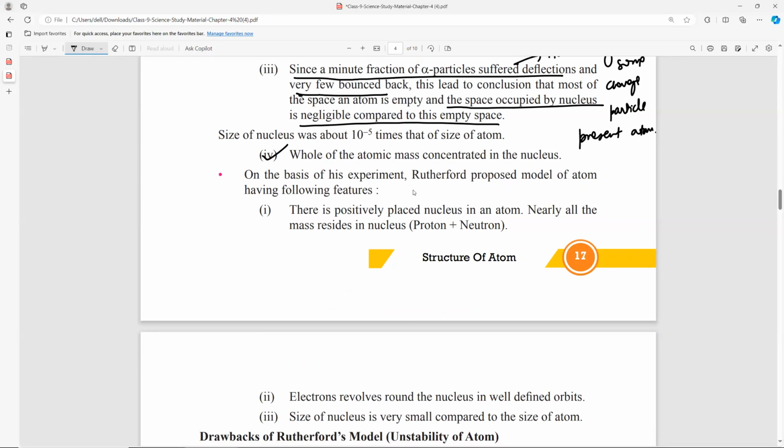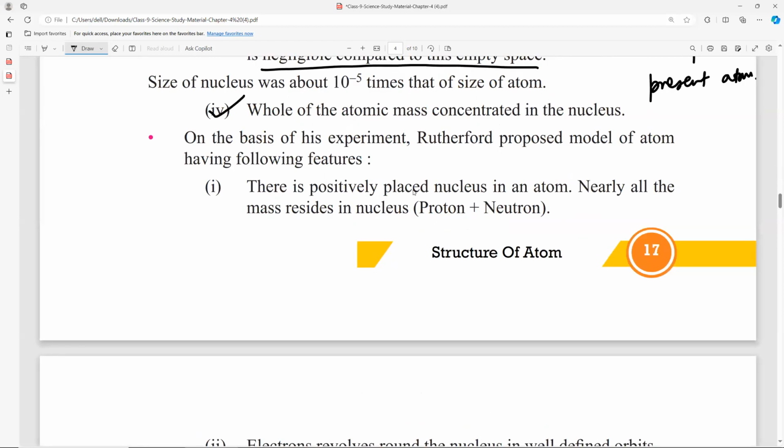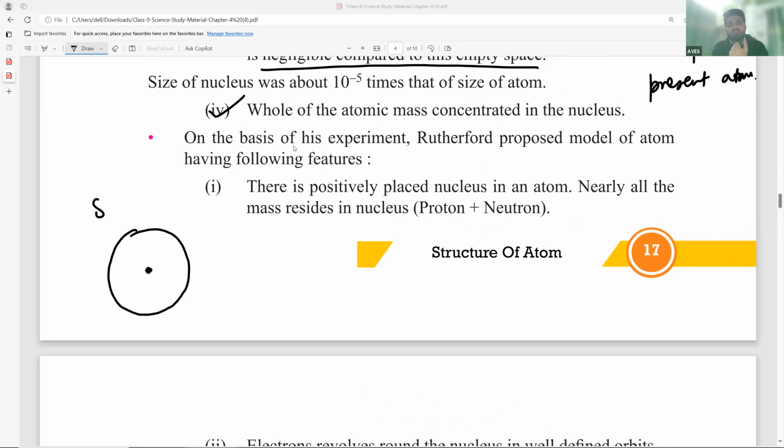So on the basis of his observation, he said that atoms contain a centrally positively charged nucleus. Now he needed to give the structure for this, since he was doing the experiment. So he said that electrons revolve around the nucleus in a well-defined orbit.